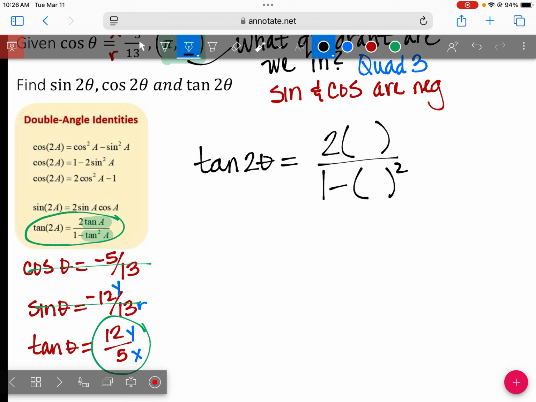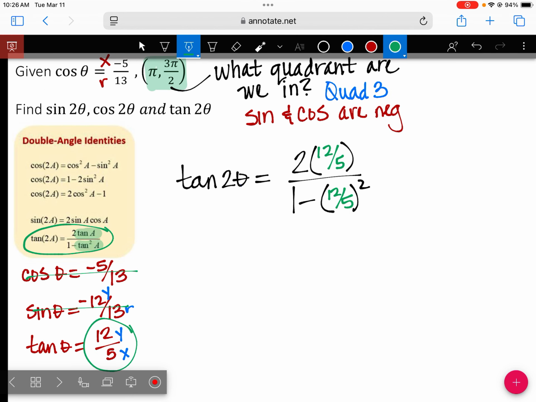So in the parentheses, let's drop in our tangent. We're going to put our 12 over 5 here and here. And then from here, we're just following the order of operations. In my numerator, I have 2 over 1 times 12 over 5, which would be 24 over 5. 1 minus, and then we need to square 12 over 5, which would give us 144 over 25.